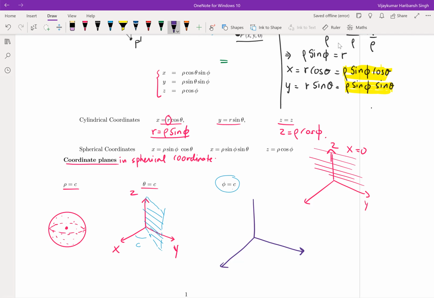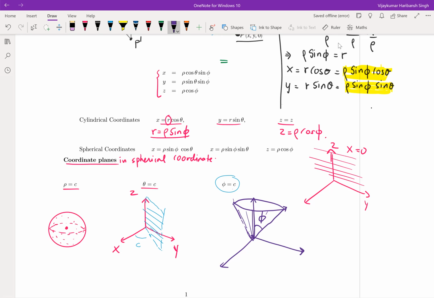So phi equals c basically means you collect all the points which make angle phi with the positive direction of the z-axis. Sorry. So we get a cone. If we think about rulings on the cone, all of them make angle phi from the positive direction of the z-axis. So these are the coordinate planes in the spherical coordinate system.